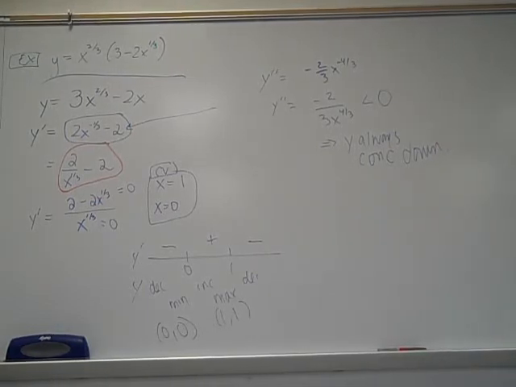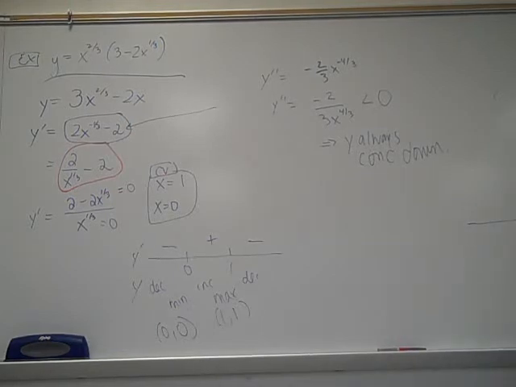I don't have to make a number line for that when I see it's always concave down. So if I go to graph it, at 0, 0 I have a min, at 1, 1 I have a max. It's always concave down, so it always looks frownish, always looks upside down like that.